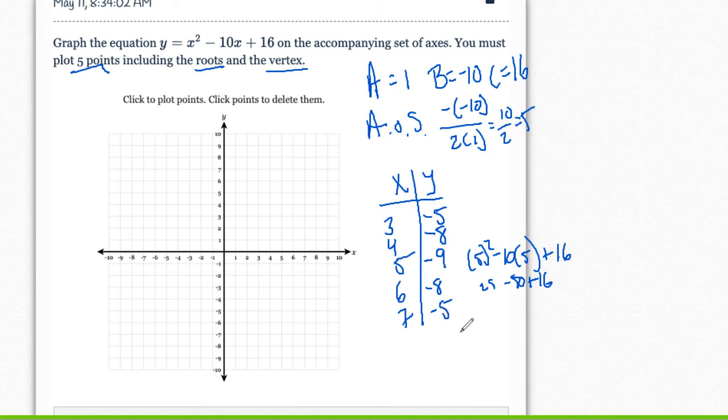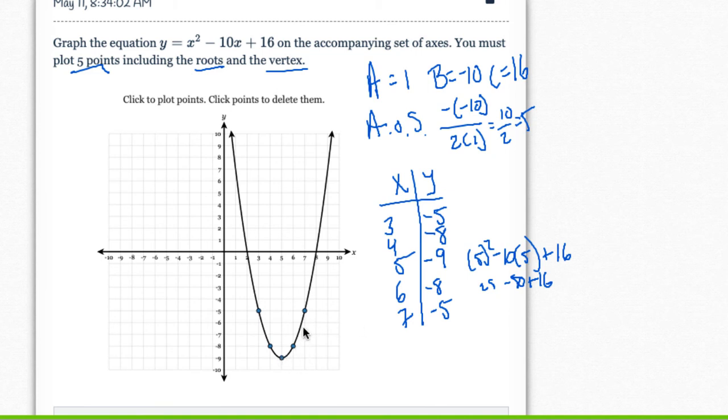Again, mathematicians are lazy. We want to be able to use any shortcut we can. So we're going to plot these. So 5, negative 9 is right there. 6, negative 8. Also 4, negative 8. And then 3, negative 5. And 7, negative 5. That's fabulous.